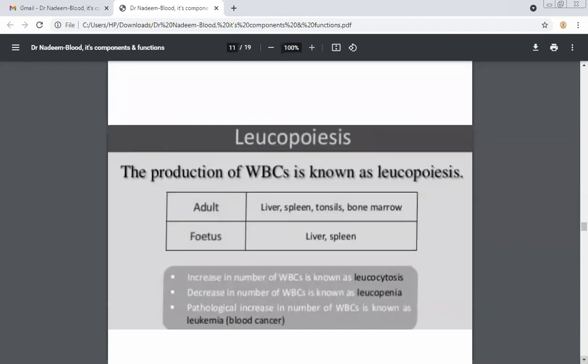Now, just like erythropoiesis, there is another similar term known as leukopoiesis. Leukocytes are WBCs. It clearly indicates the production or synthesis of white blood cells. According to the group, in adults the source where WBCs are produced is the liver, spleen, tonsil, and bone marrow. While in case of the fetus, it is liver and spleen again.